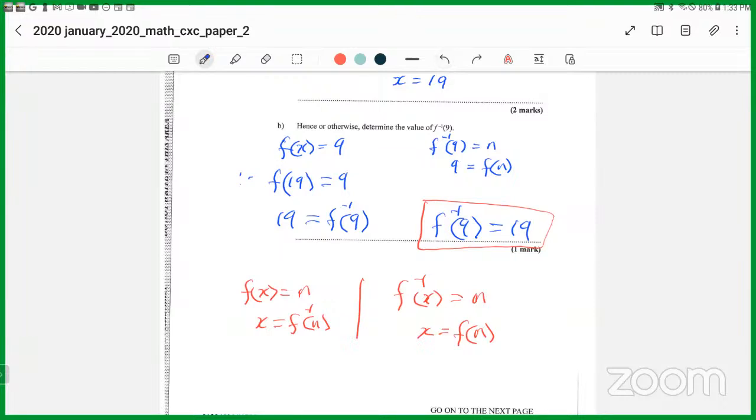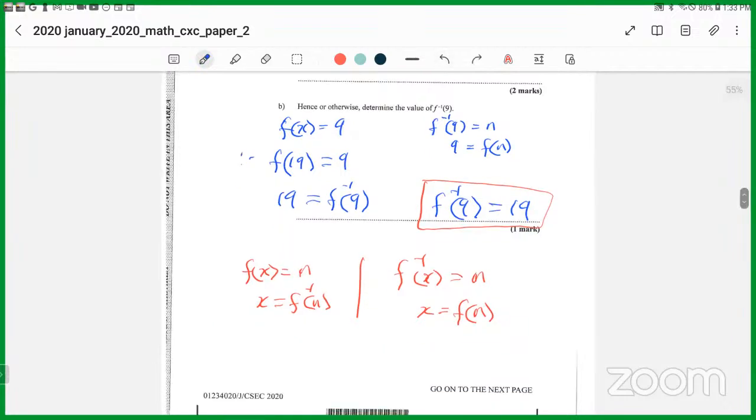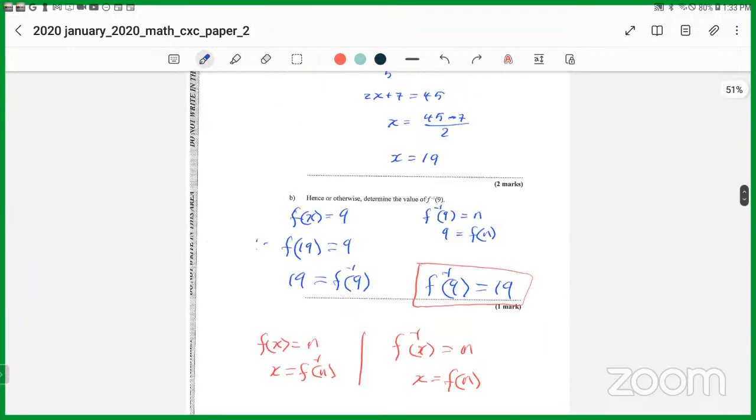So this question is testing our knowledge of these simple things. That's what this is testing, our knowledge of using the hence method. The otherwise method over here will require more work because you have to find f to the minus 1 of x first, and you plug in the 9. But why do that if you can just know these things and apply it? Question done. I'm going to stop it there for today, guys.